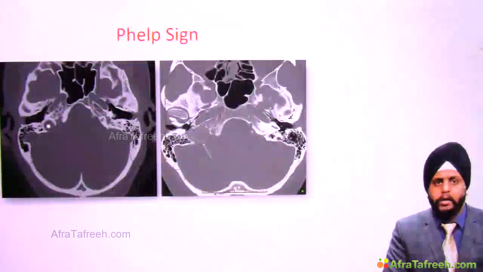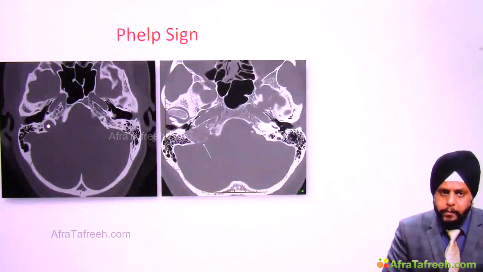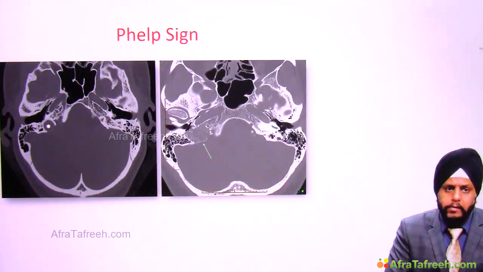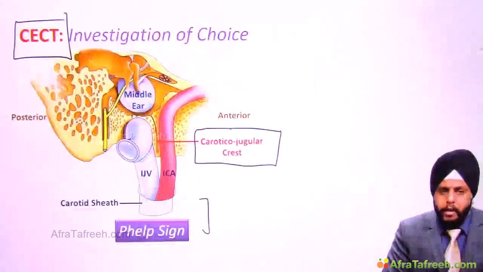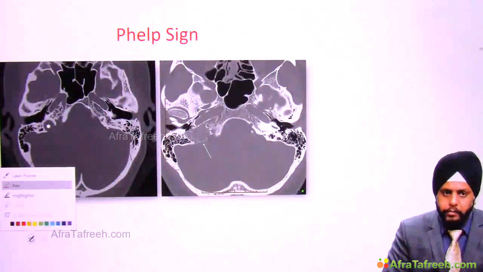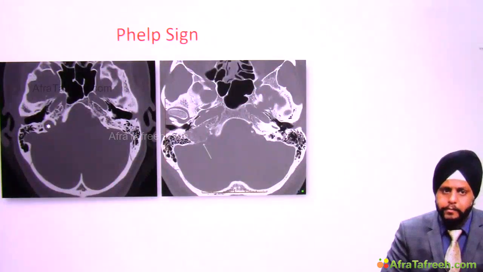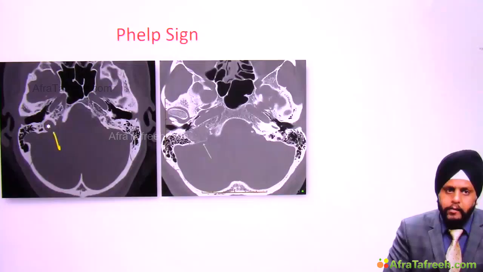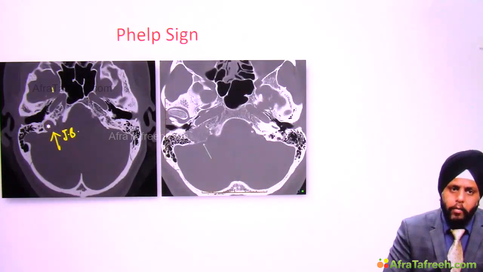Okay, let's look at this. So what do we see over here? Look at the first photograph. You can see over here the star marked over here. Now let's come to the CT scan of this patient. So what do we see over here? You can see over here there is a star mark, that's the jugular bulb. Okay, over here you can see that this is the ICA.